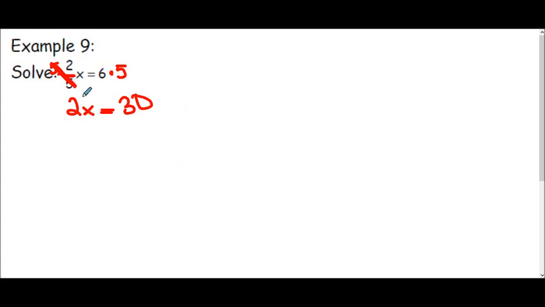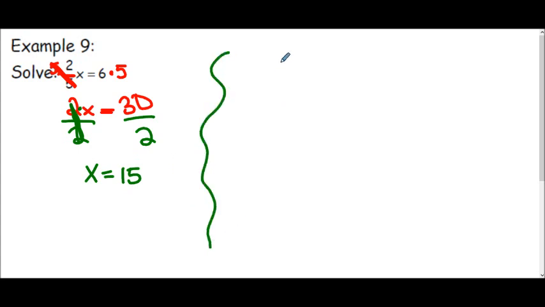Now, what operation is happening with the 2 and the x? They're multiplying. What is the inverse of multiply? Divide. So we're going to divide by 2 on both sides. That makes the 2 cancel, and we get x equals 15. Now, if you wanted a simpler way to do that, let me rewrite the problem. You could use another method and make this all one step.